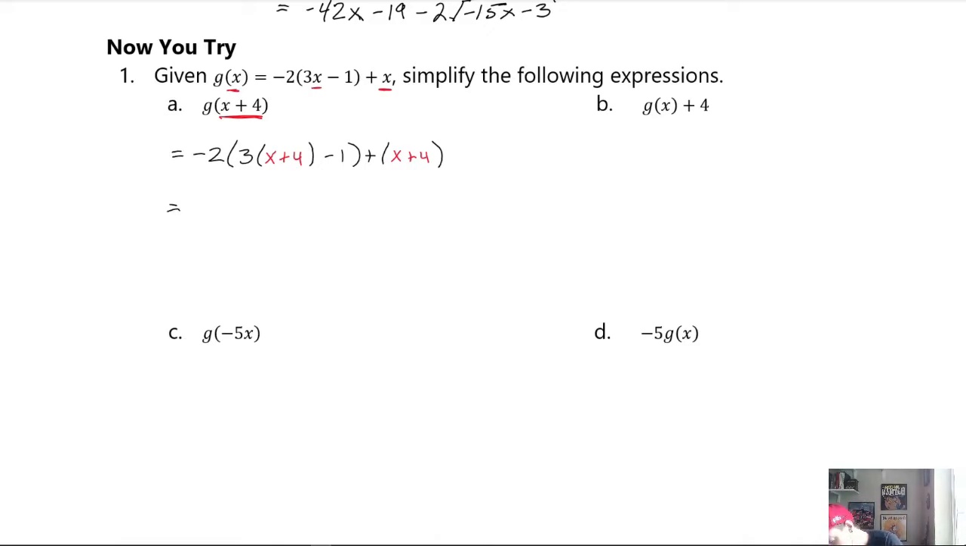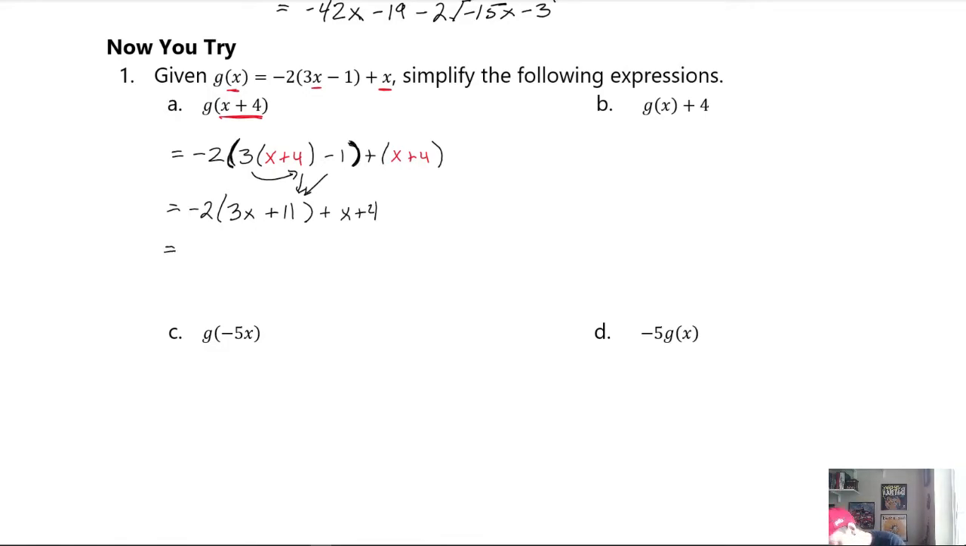Then we'll go ahead and simplify this. I'm going to keep the negative 2 for a second. Inside these main parentheses around the 3 times x plus 4 minus 1, I'm going to simplify in there first. So I'll get a 3x plus 12 minus 1 is plus 11. So I'm doing 2 steps of doing the 3 times 4 and subtracting the 1 to get that 11, just to save a little bit of time and energy here. And then plus x plus 4.